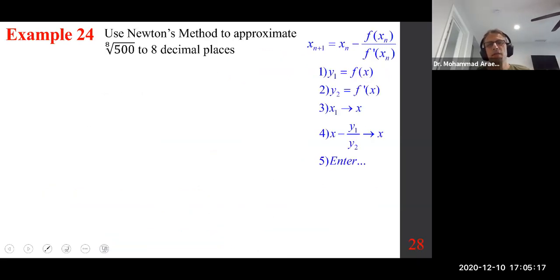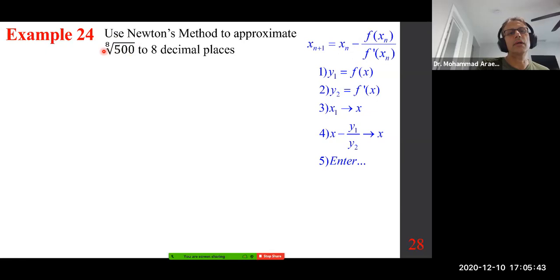Newton's method. If you want to use Newton's method, you have to show certain steps to your readers. They have to see what you're doing. The process is, what is your function? What is f prime of x? And then start with a number and show work for at least 1 or 2 iterations, and then you can plug it into a calculator. So the very first thing we are interested in is the 8th root of 500.